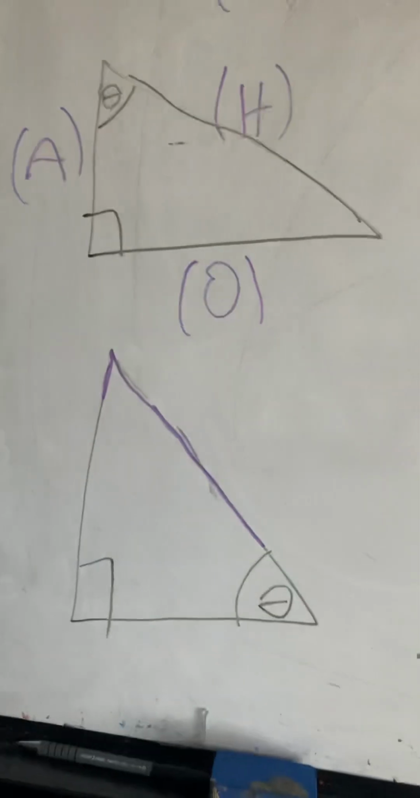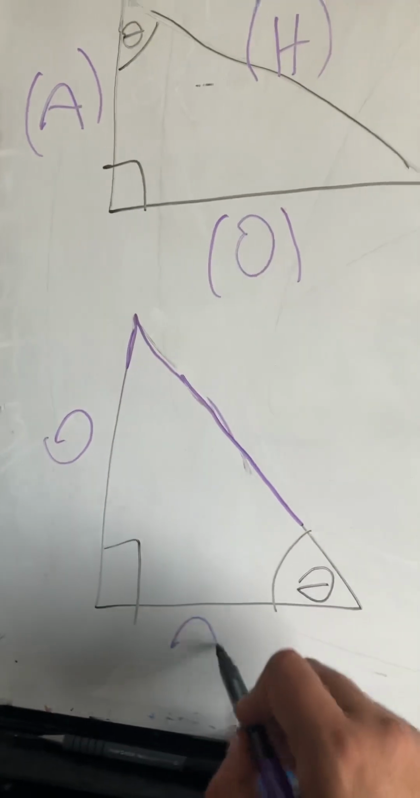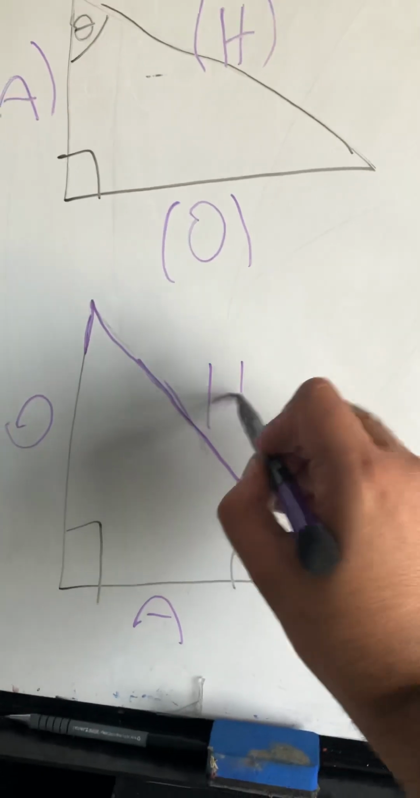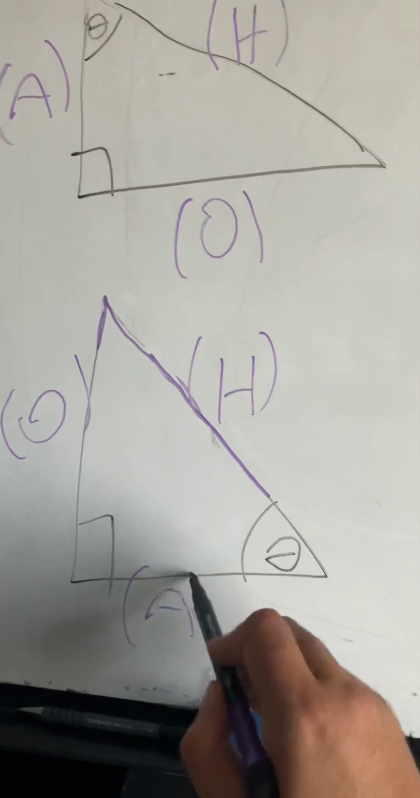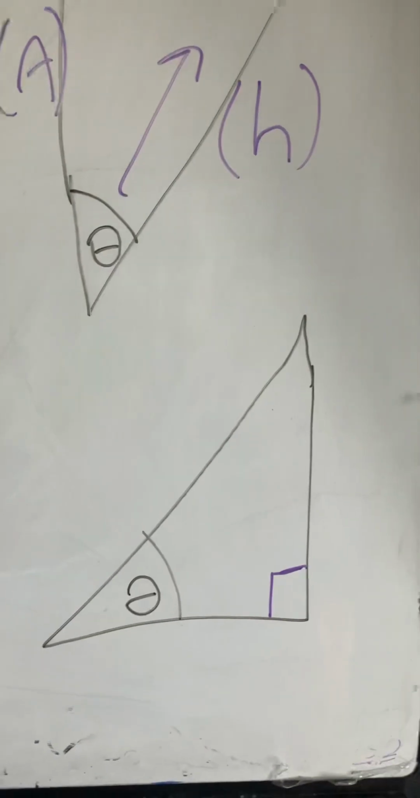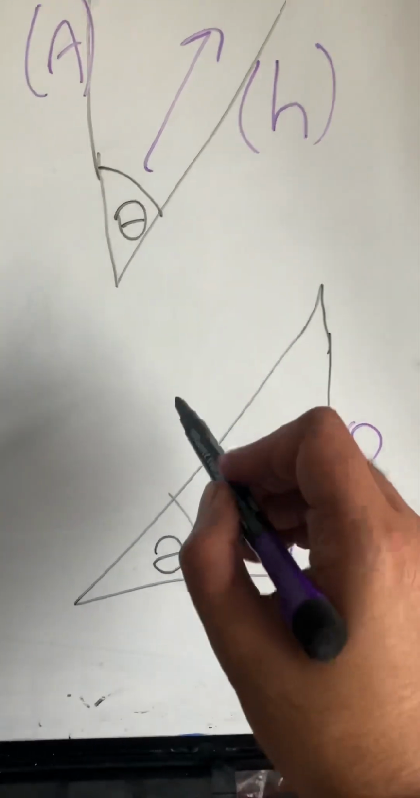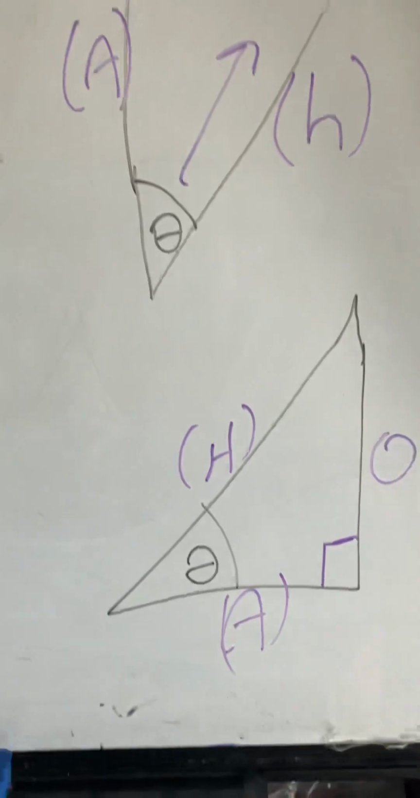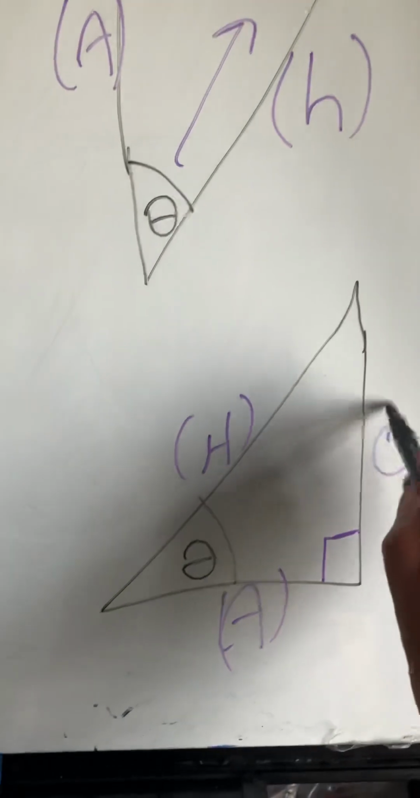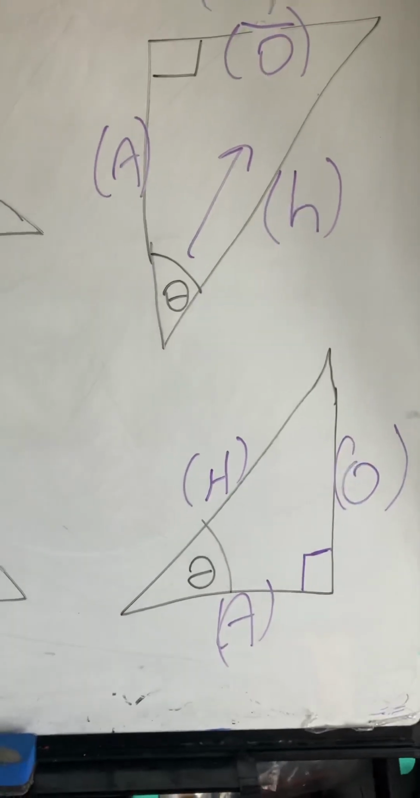Okay, last two today, guys. That's going to be my opposite, adjacent, and hypotenuse. And this last one today, guys, that'll be my opposite because it's opposite the angle. That's going to be the hypotenuse, and that's going to be the adjacent, guys. Put it in brackets there. So O is for opposite, A is for adjacent, and H is for hypotenuse.